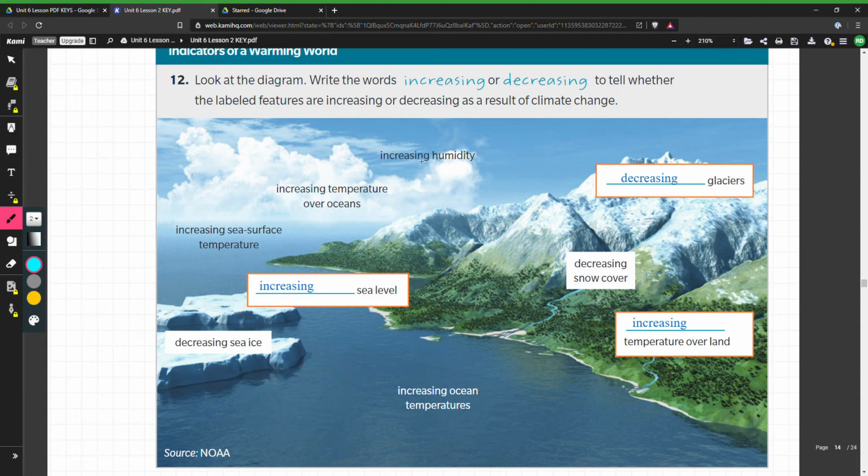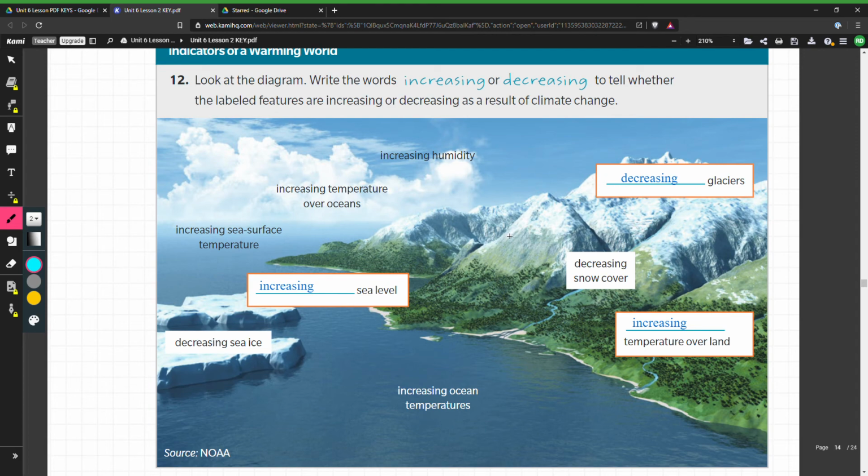So we have the humidity is increasing, the temperature over the oceans is increasing, the sea surface temperature is increasing, the ice in the sea is decreasing or melting, and the sea level is rising. So, as the ice melts, the sea will go up. And the glaciers are decreasing.